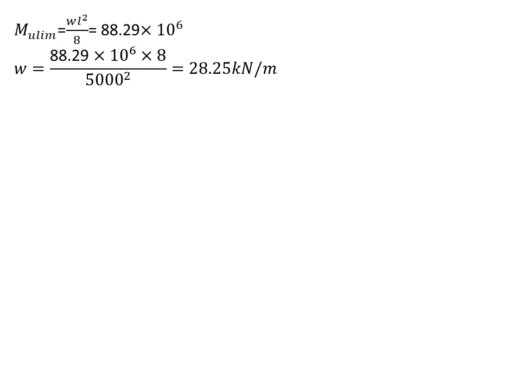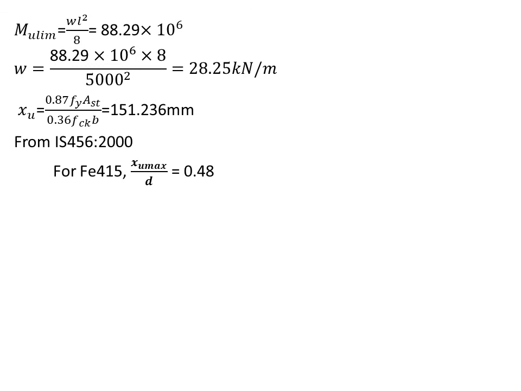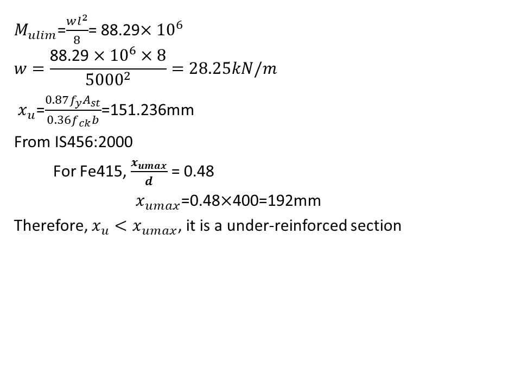Now we have to check whether the assumption that we've taken is correct. We've assumed it to be balanced section, so we check out the value of Xu as well as Xu max, and when we compare it, 115.236 is less than 192. That means it's not a balanced section, it is an under reinforced section, so that means the formula changes there.